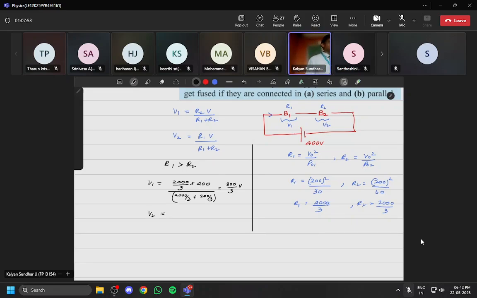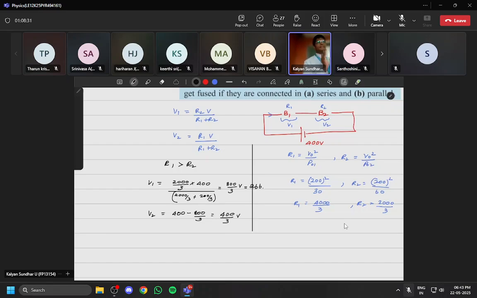V2 we can find easily. How? How can you find out the V2? 400 minus this one. So it will be 400 minus 800 by 3. So 12, so this will be 400 by 3. Correct? So 800 by 3, it will be around how much? It comes to 266 point something. Correct?